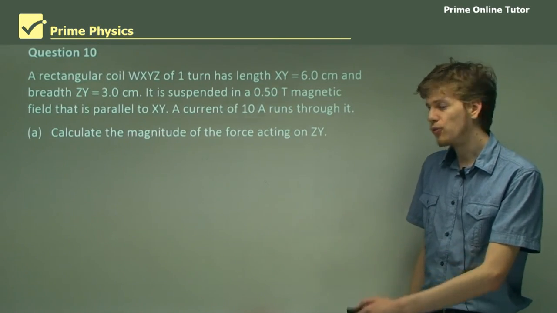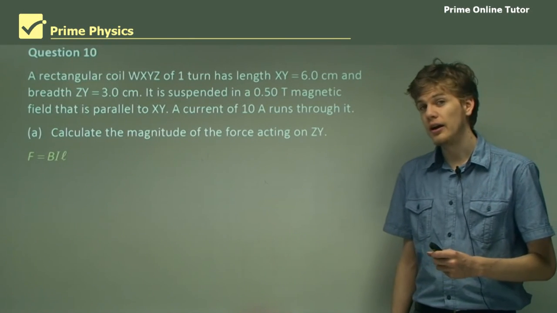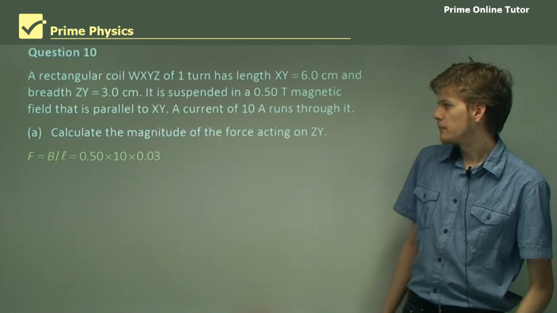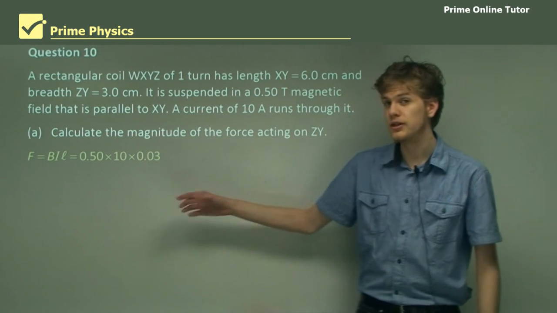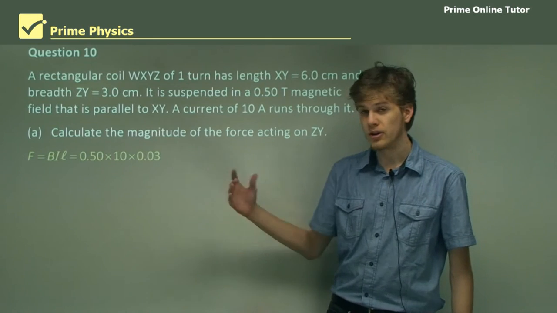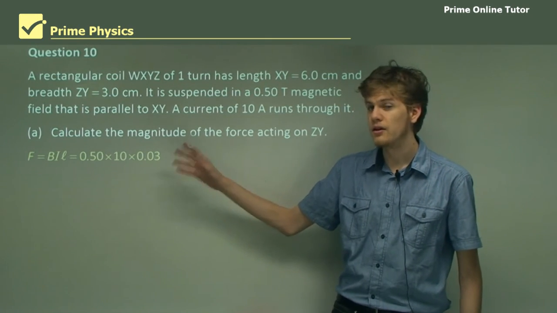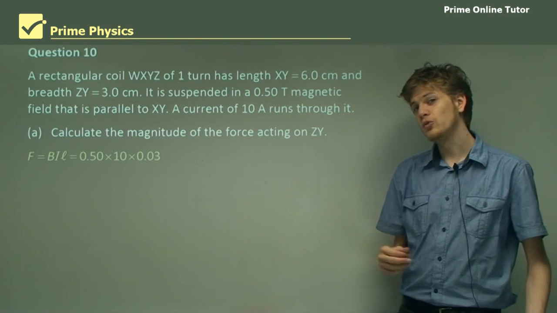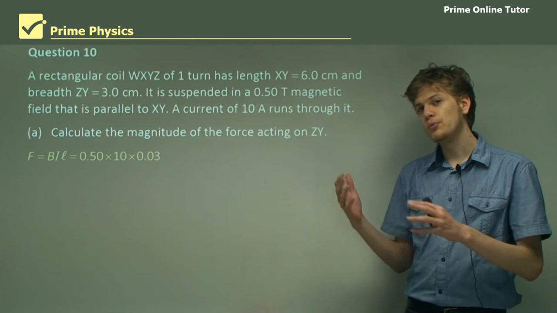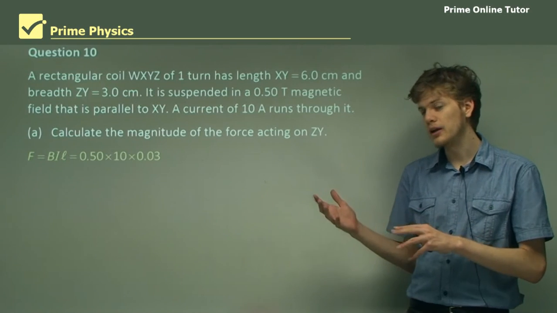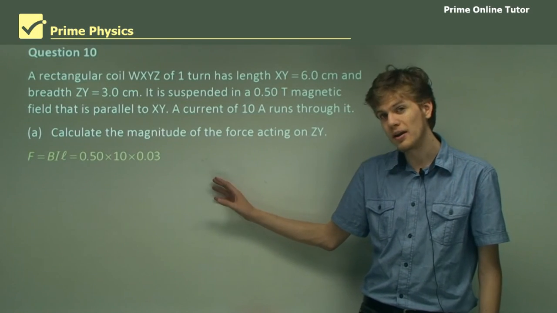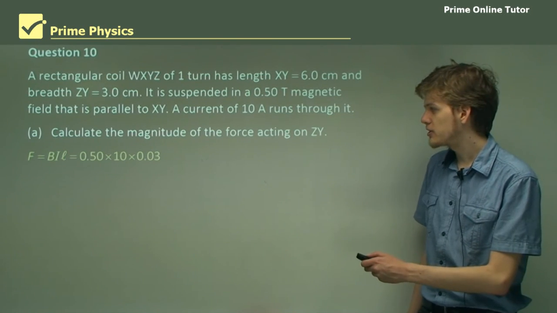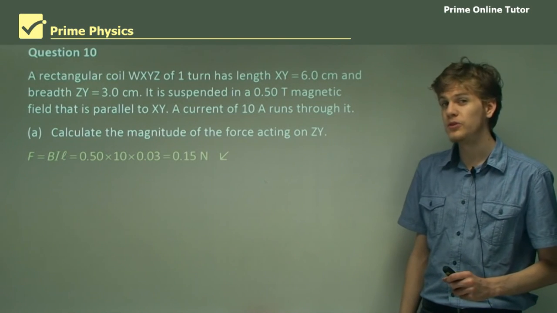So the magnitude of that force will be F equals BIL sine theta, and that gives us 0.5, that's the magnetic field, times 10, the current, times 0.03, the breadth given in the question. We don't need to worry about sine theta, because if we're at 90 degrees to the magnetic field lines, sine theta simply becomes 1. So putting these numbers into a calculator gets us 0.15 newtons.